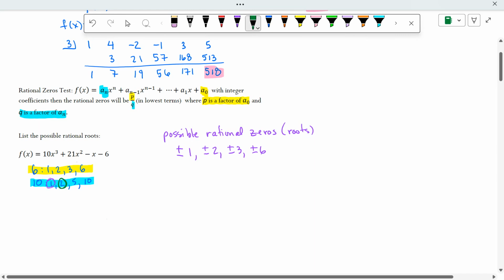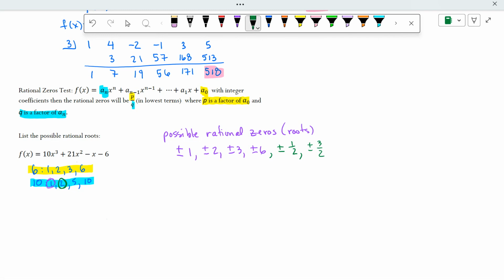And then I'm going to do the same thing again, but this time I'm going to divide by 2. So I now have plus or minus 1/2, plus or minus 2/2. 2 divided by 2 is 1. I already have that listed. Plus or minus 3/2, and then plus or minus 6/2. 6 divided by 2 is 3, so I already have that one.